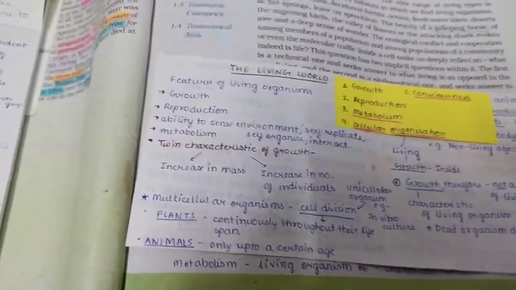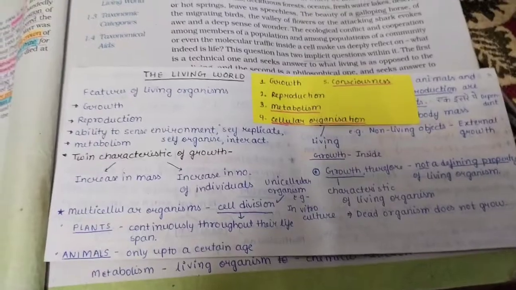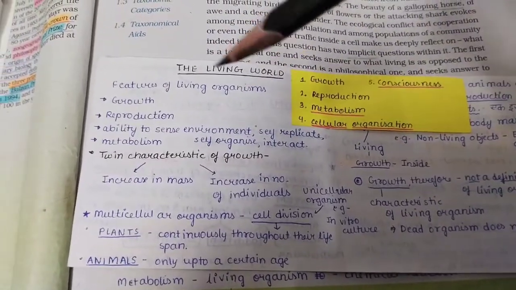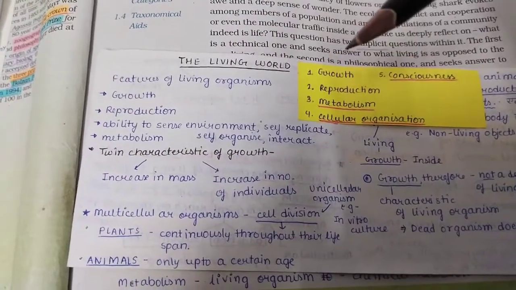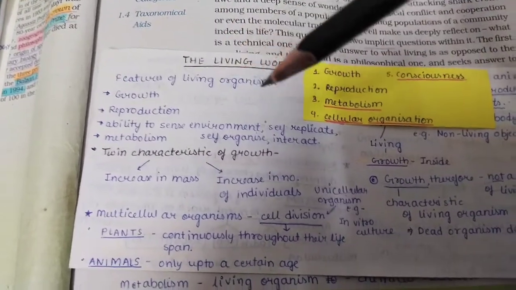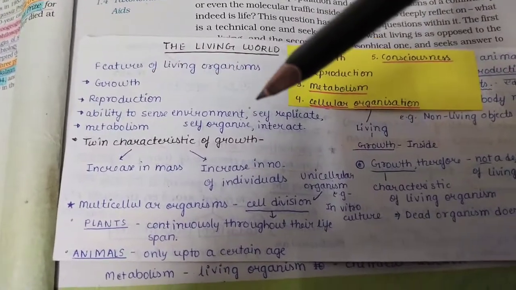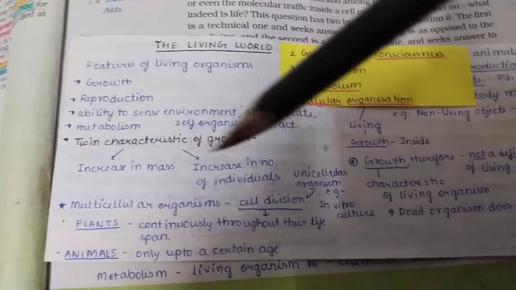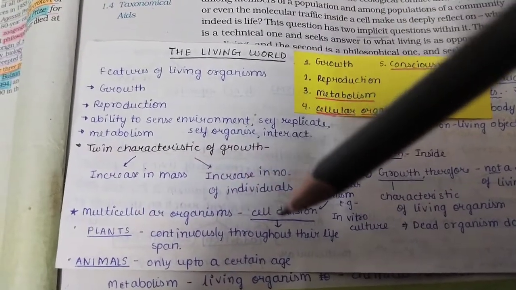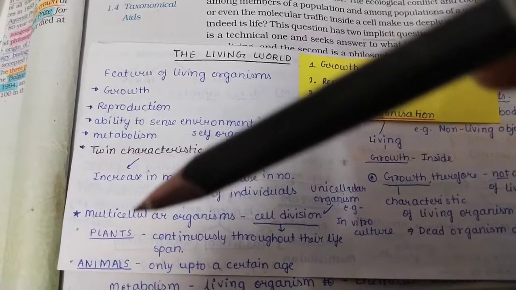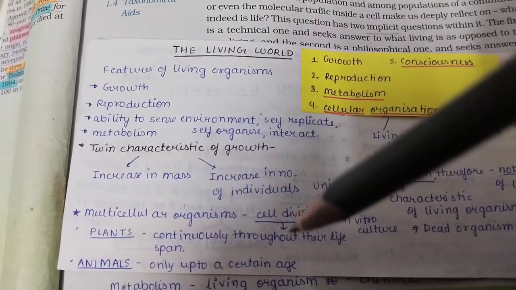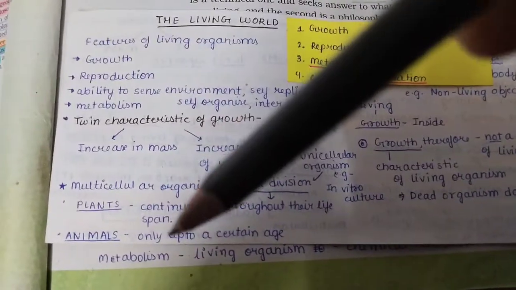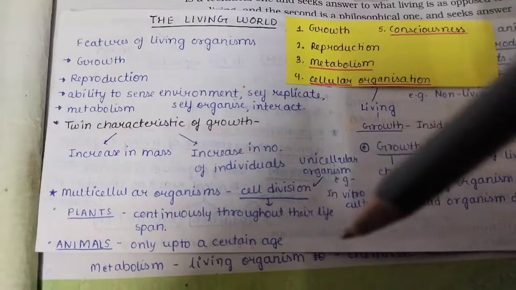And I'm starting. So the thing is, first of all, the heading is The Living World. So features of living organisms, that is growth, reproduction, ability to sense environment, self-replicate, self-organize, interact, then metabolism. Then again there is the twin characteristic of growth, that is increase of mass, and the second is increase in number of individuals. Then multicellular organisms perform cell division, such as in plants, continuously they undergo cell division throughout their lifespan.